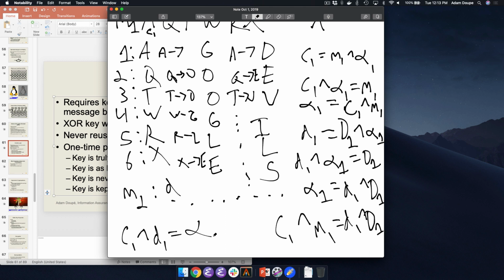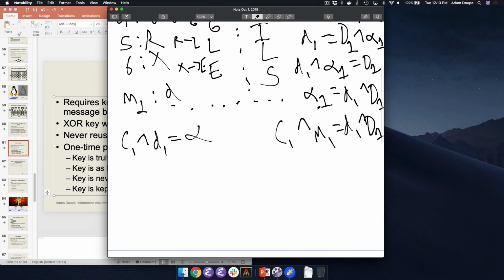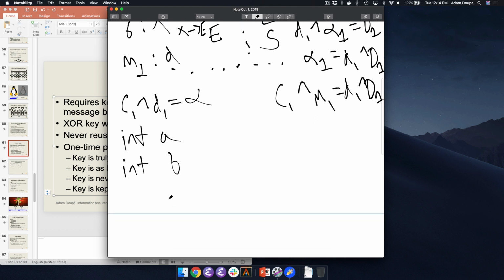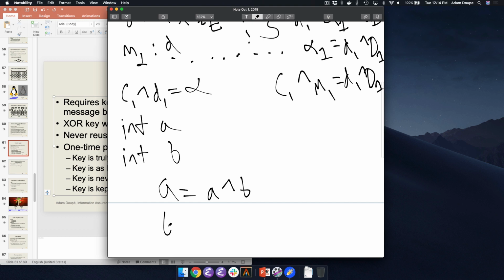This is also... anybody use or been taught the XOR trick to swap two pointers? Or swap two numbers without using a third variable? No? Man, I was hoping somebody would say yes, so I didn't have to remember this off the top of my head. I think it's A equals A XOR B, and B is equal to B XOR A.